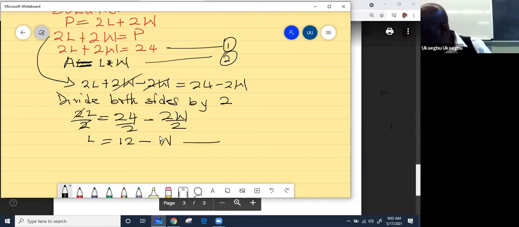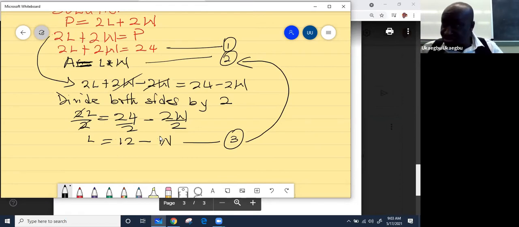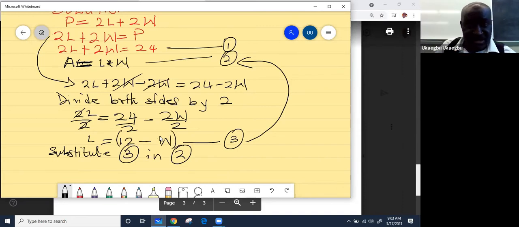So we ended up getting a third equation right here. And once we got our third equation, let me help you out and give you the next step. The next step is we substitute equation 3 into equation 2. Any place we see L, we just put 12 minus W.